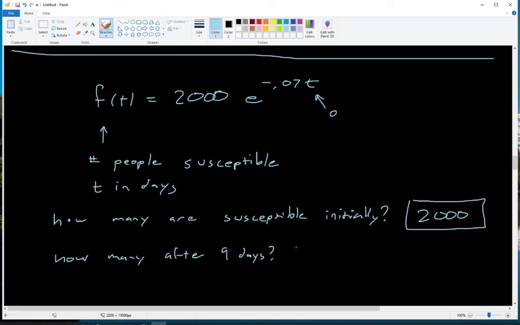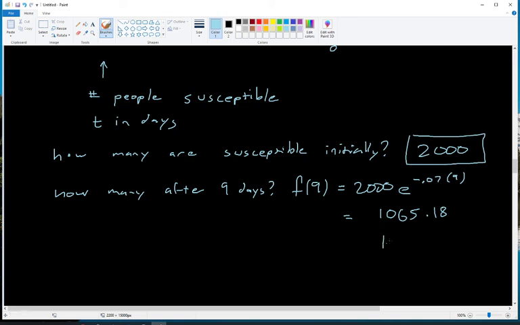So how many are susceptible after 9 days? We just want f of 9, which is 2,000 e to the negative 0.07 times 9. Then we type that in, and they want you to round to the nearest number, so you don't have 0.7 of a person or something like that. I get 1065.18. Don't do this. This is not good. We need to round to the nearest person.